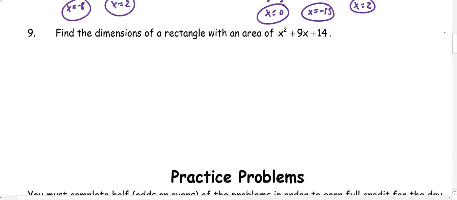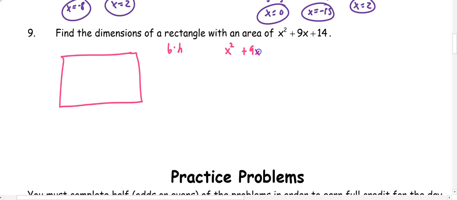Number 9 is an application problem. So find the dimensions of a rectangle with the area of x squared plus 9x plus 14. So remember that in a rectangle, we have two different side lengths. So when we are doing area, it is base times height. So to find the dimensions, we're going to factor this equation. So the equation is x squared plus 9x plus 14.